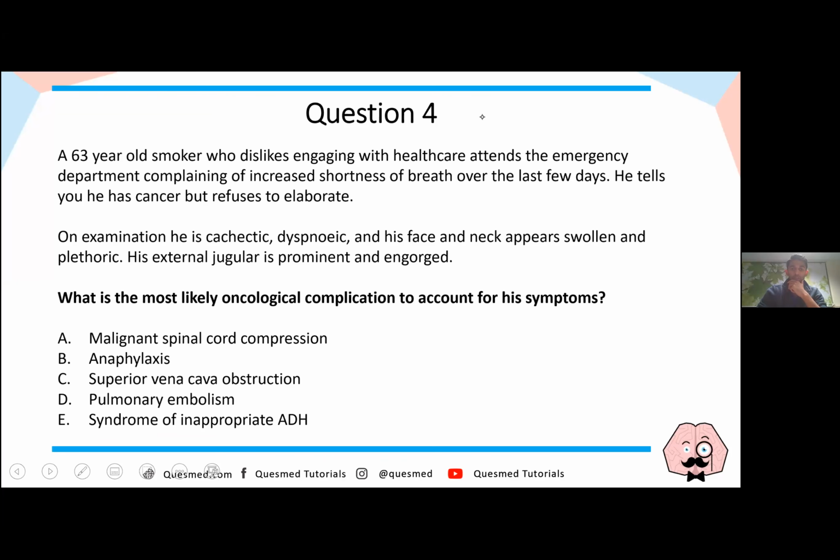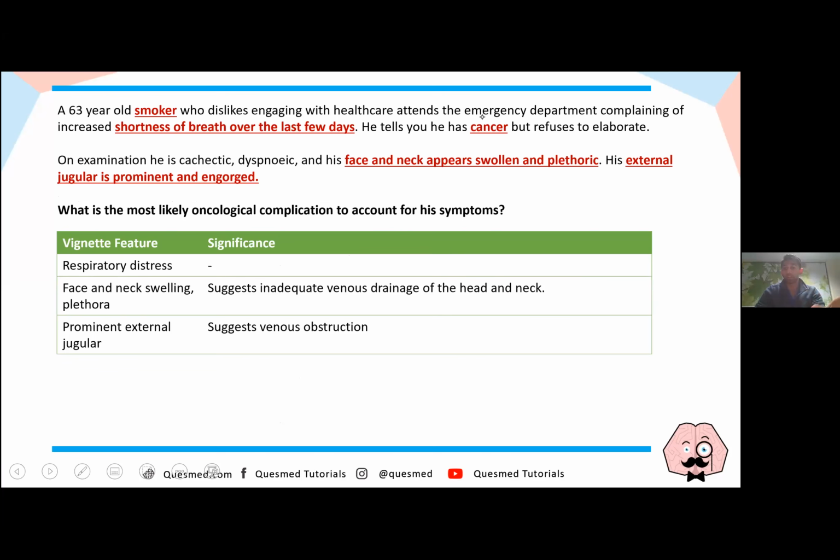So let's go through this one. Again, the question is, what is the likely oncological complication to account for the symptoms? So let's have a look at the vignette. First of all, they're in respiratory distress. Okay, that's important to note. But what gives you the answer is the other symptoms. So they've got facial and neck swelling. Okay, this tells you there's inadequate venous drainage of the head and neck.